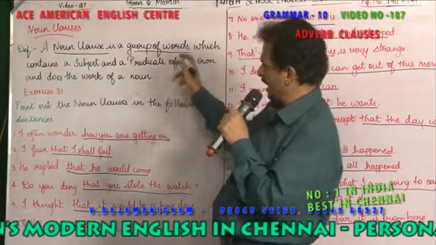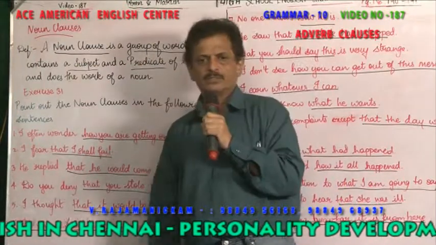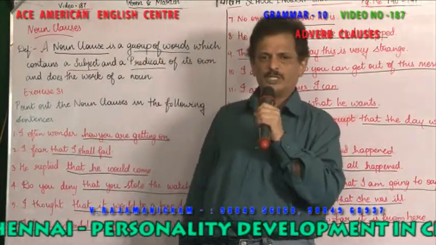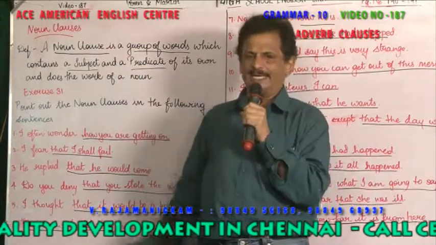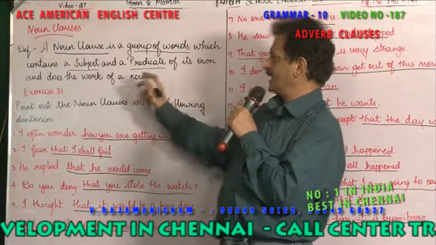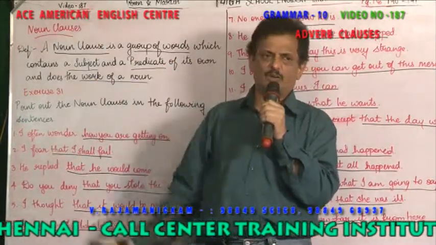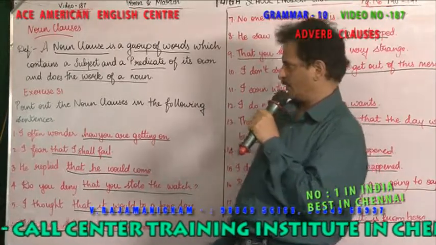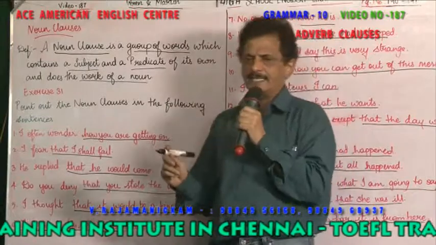group of words which contains a subject and a predicate. What is subject? Subject is what we speak about. Predicate is what the subject does. Of its own, it does the work of a noun. So this entire sentence that does the work of a noun is called a noun clause. For example, point out the noun clauses in the following sentences.